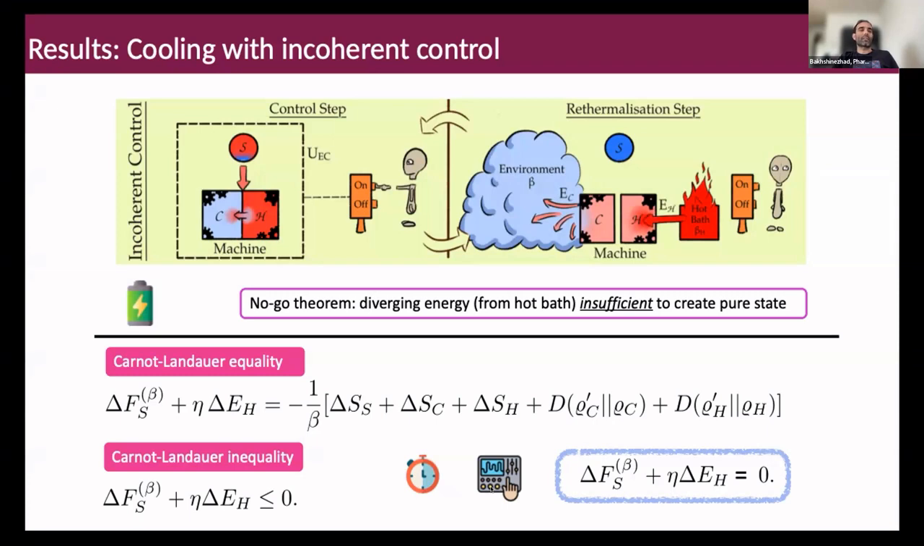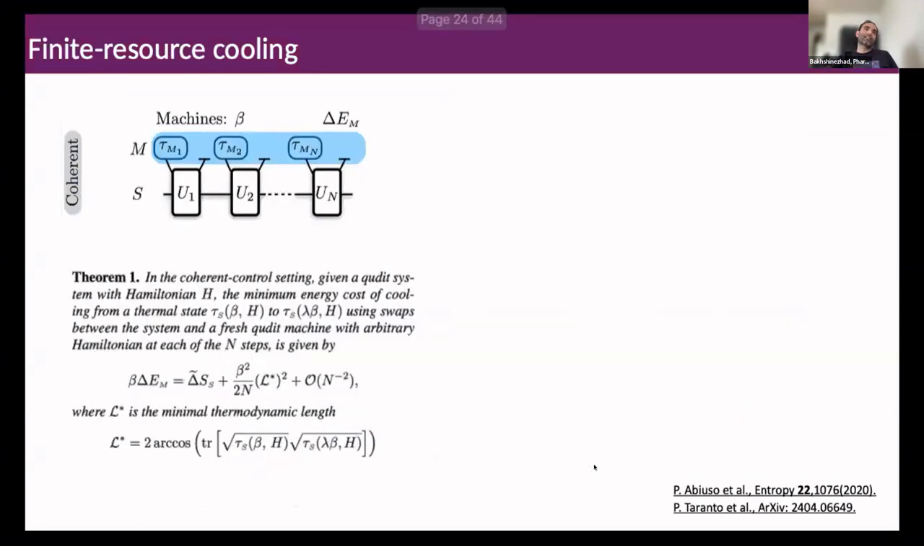So far, we looked at the asymptotic case, and we saw the role of each of these terms in the asymptotic case. Now we want to focus on the finite cases. We saw that infinite structural complexity is necessary for cooling to the ground state with finite energy. But now we want to focus on finite structural complexity.